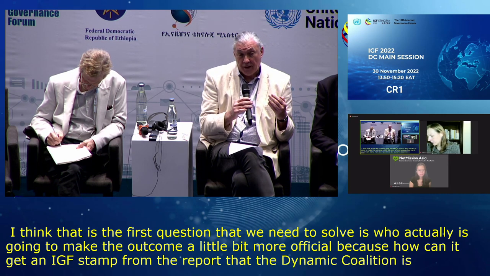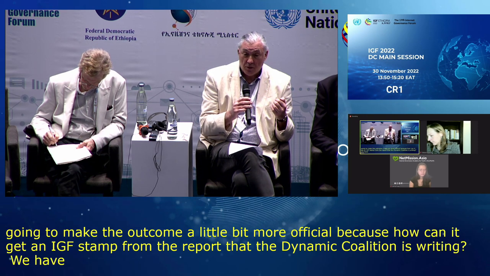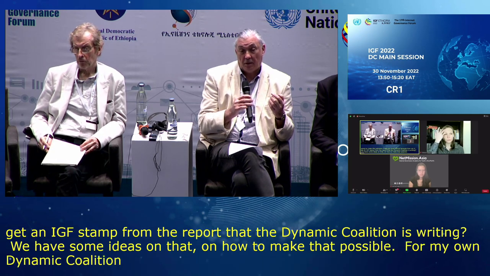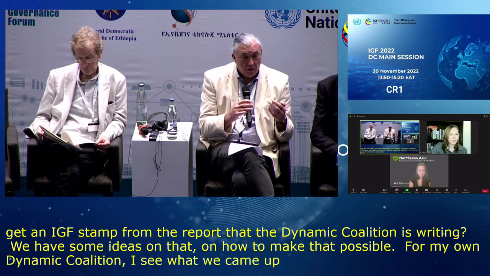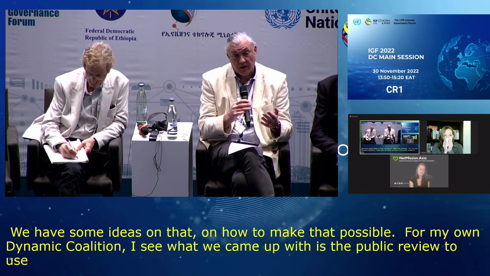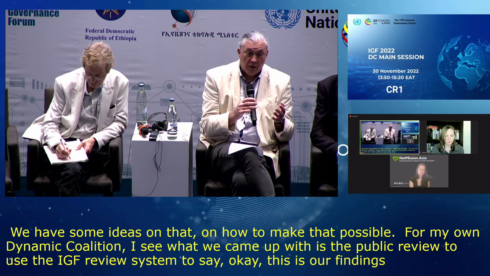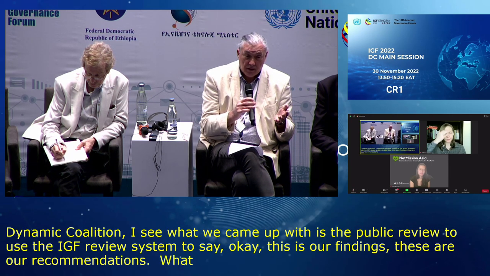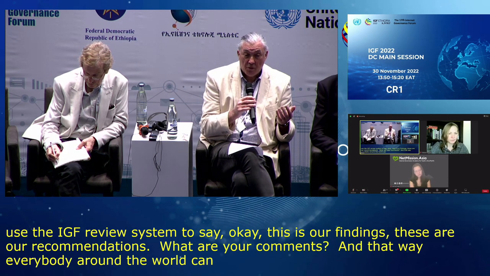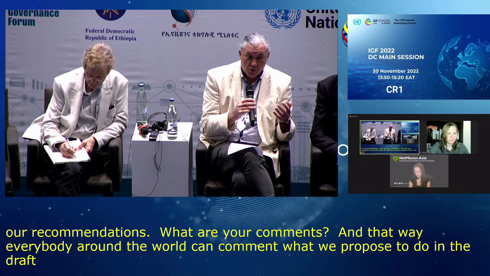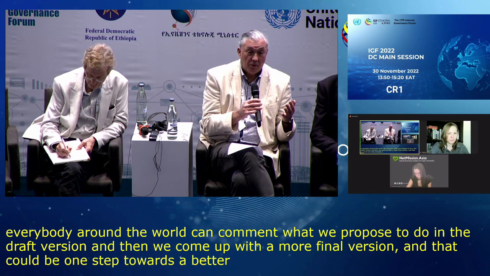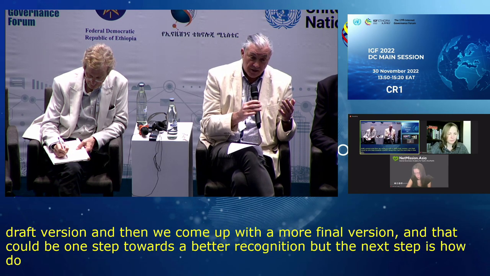We have some ideas on how to make that possible. For my own dynamic coalition, IS3C, what we came up with is a public review, to use the IGF review system to say, okay, this is our findings, these are our recommendations, what are your comments? That way, everybody around the world literally can comment on what we propose to do in a draft version, and then we come up with a more final version. That could be one step towards a better recognition, but the next step is, how do we get it officially on the IGF website as an output?